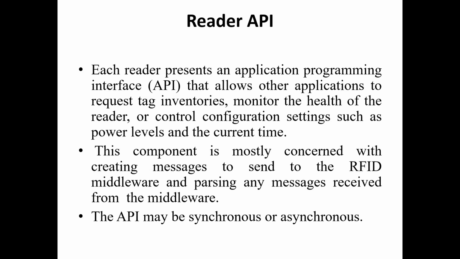For example, using the low level reader protocol, which is an EPCglobal standard for reader protocol. Then comes the proprietary API, which is offered by reader manufacturers, for example Zebra, Impinj, like that. So the functions of the reader API include start and stop the reading, set power levels and frequency channels, manage antennas and fetch the tag read results.